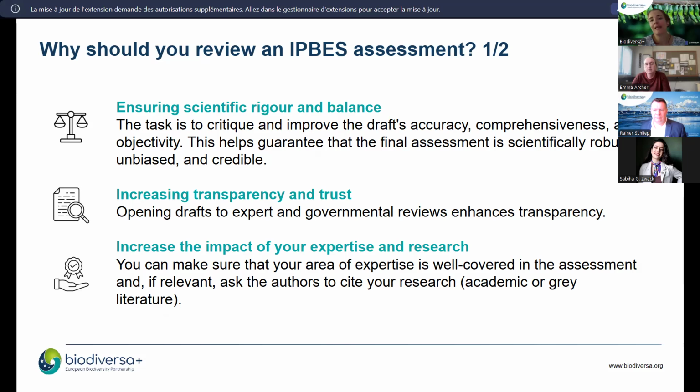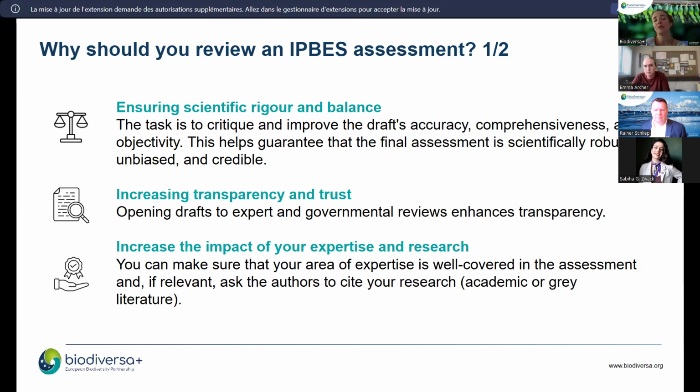This is about ensuring scientific rigor and balance. As comprehensive as the author team is, they cannot have all the knowledge in the world and may miss some things, and they're also looking for more literature, so it's your task to critique and improve the draft's accuracy, comprehensiveness, and objectivity. This helps guarantee that the final assessment is scientifically robust, unbiased, and credible.